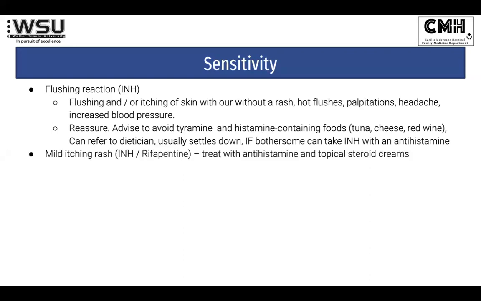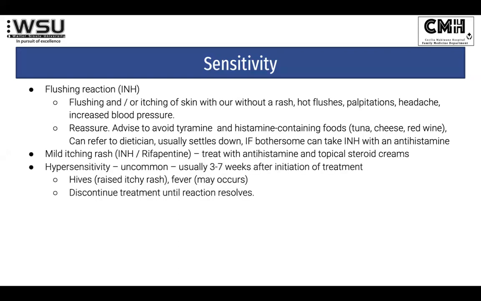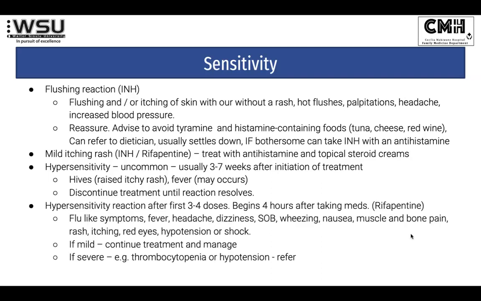Sometimes you're going to get a mild itching rash. Both INH and rifampicin can do that, but that we can just treat with our normal cetirizine. And the worry is obviously if they get a proper allergic reaction, also very uncommon. So there's the classic hypersensitivity, you know, hives and fever within 3 to 7 days of starting your treatment. Obviously, you're going to have to discontinue the treatment until the reaction resolves and then discuss whether the re-challenge is worthwhile or not. And you also get a hypersensitivity reaction that actually happens within 3 to 4 dosages and within a few hours after taking the medication.